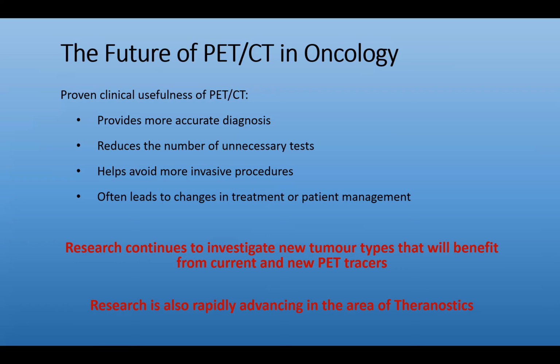So research continues to investigate new tumor types that will benefit from current and new PET tracers. And research is also rapidly advancing in the area of theranostics. So you may have heard of lutetium-177, which is a beta emitter that may be able to be used for peptide receptor radiation therapy for neuroendocrine tumors, and also to do palliative bone. So we'll talk a bit more about these, and we'll do some case studies in class to test your knowledge.